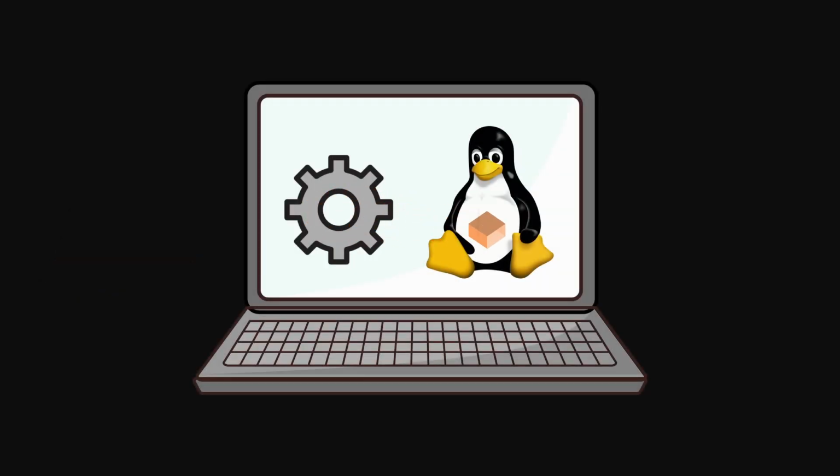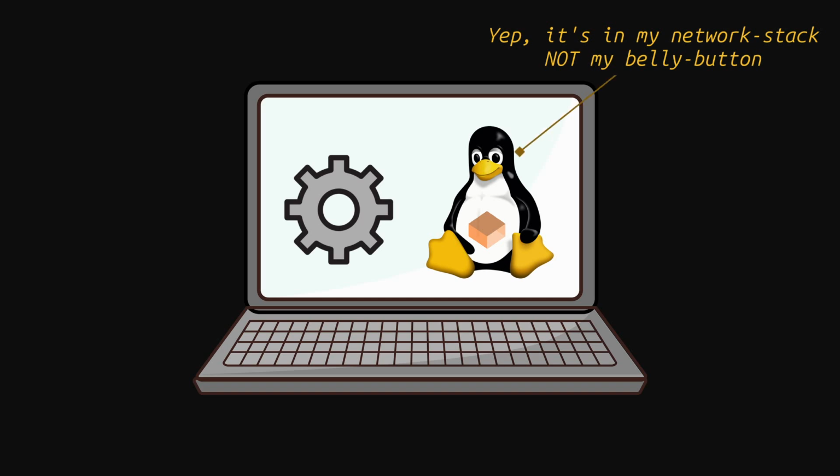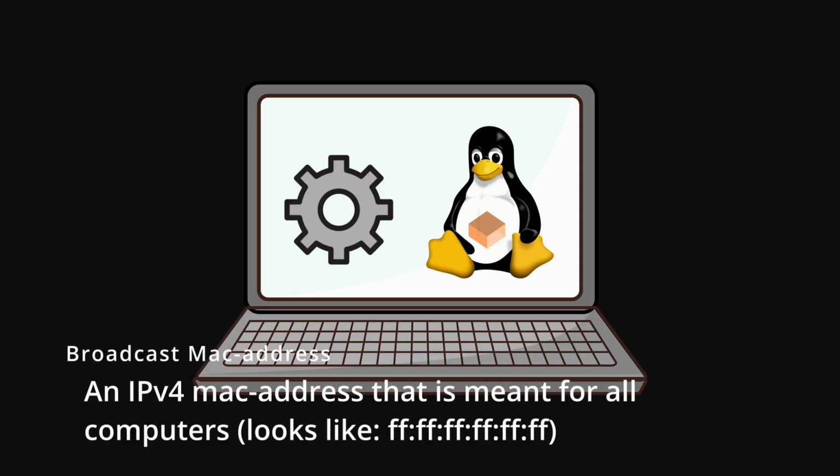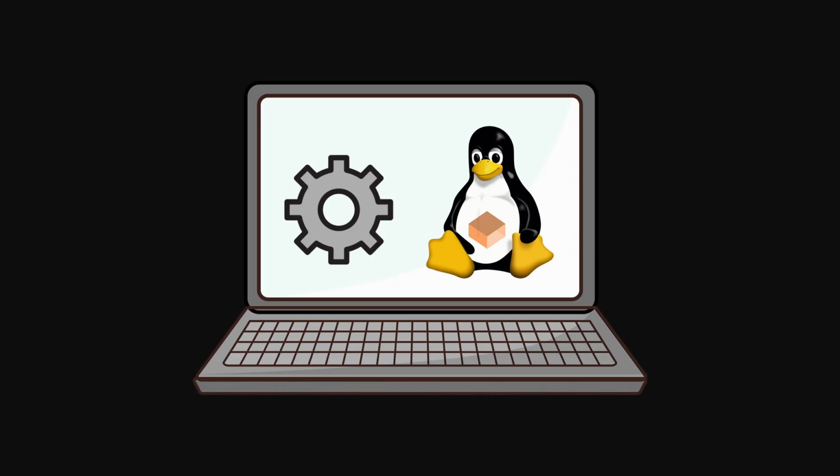Now, once the frame hits the kernel, it enters a part of the kernel known as the network stack. The first thing the network stack does is extract the MAC address from the frame and check if it's meant for this machine. If it's not, then the frame simply gets deleted. Keep in mind that there is a special MAC address that is meant for all computers, called the broadcast MAC address.